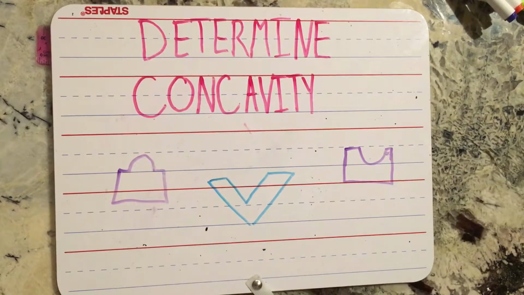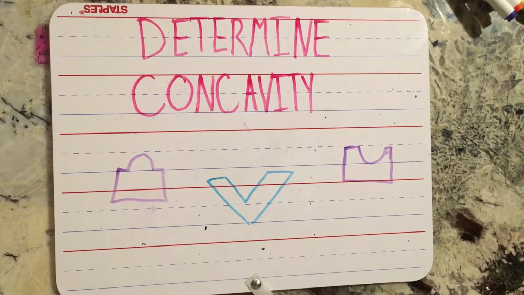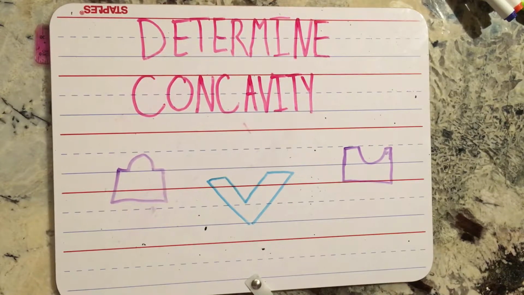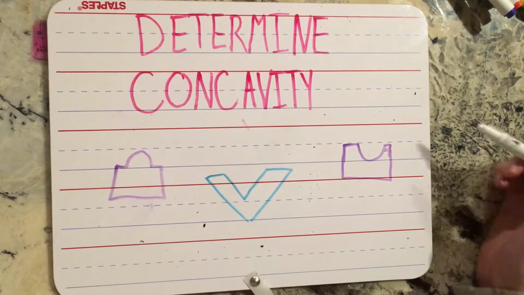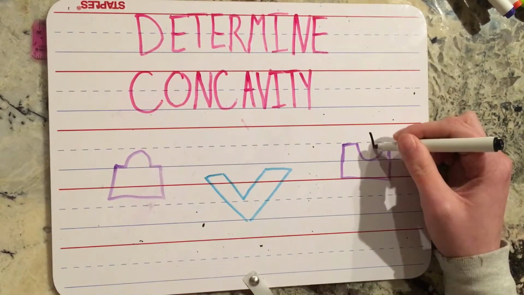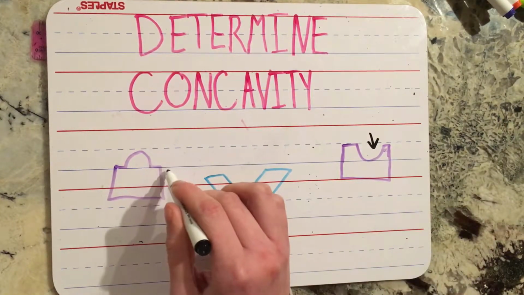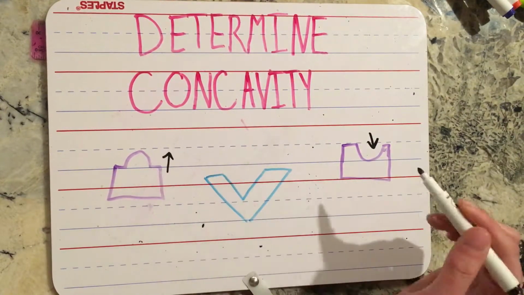Okay, I'm going to do a video about determining concavity in functions. If you remember from geometry or early arithmetic, you probably learned about convex and concave shapes. Concave is like a cave: it goes inward and dips in, and then convex goes out.